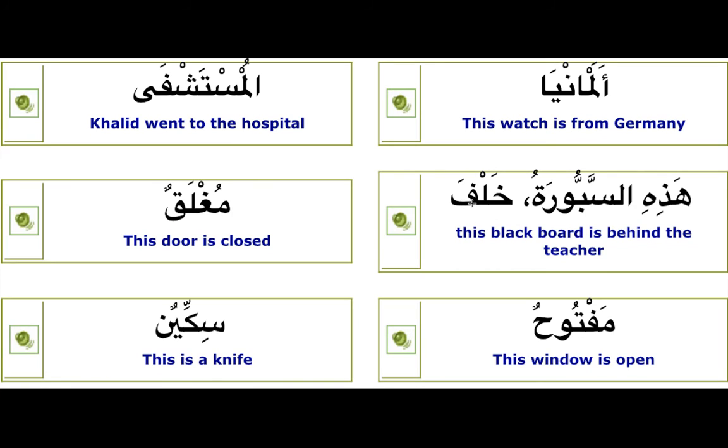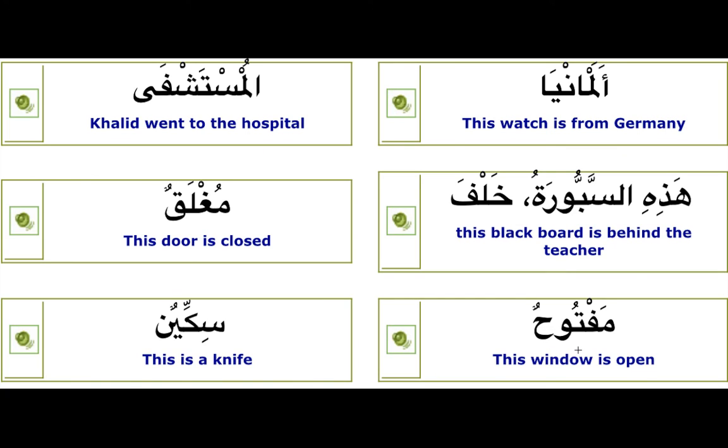So now we got mubtada, we got badal, and we also got zarf here. Remember zarf, and the noun that comes after zarf is a mudaf ilayhi. So we got here hadihi saburatu. Saburatu means blackboard. This blackboard. Then we got a news here. Khalfa is behind. Then we need to know behind what. So it says behind the teacher. So we say khalfa, khalfal mudarrisi. Khalfal mudarrisi, behind the teacher.